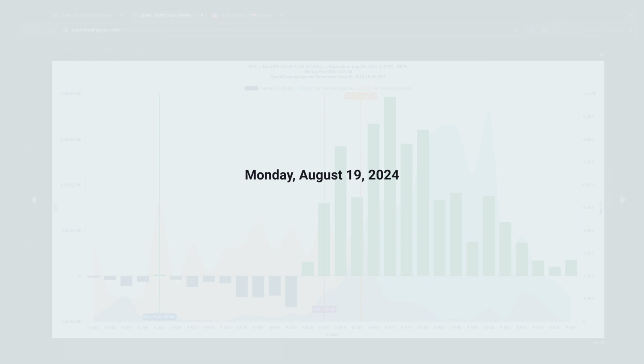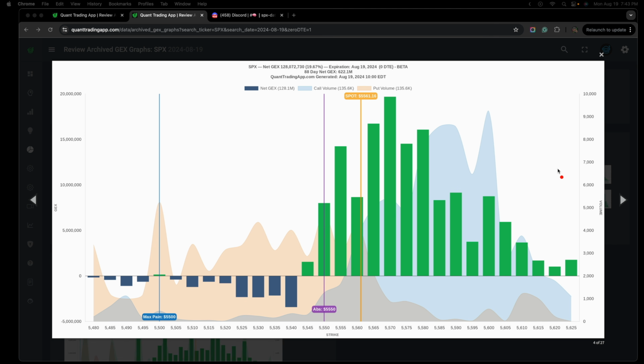Today's Monday, August 19th, 2024, and another day in which the market has closed up just about 1%. What we're looking at is the 0DTE gamma exposure profile from Quant Trading app at 10 a.m. Eastern time, so 30 minutes after the market opens.